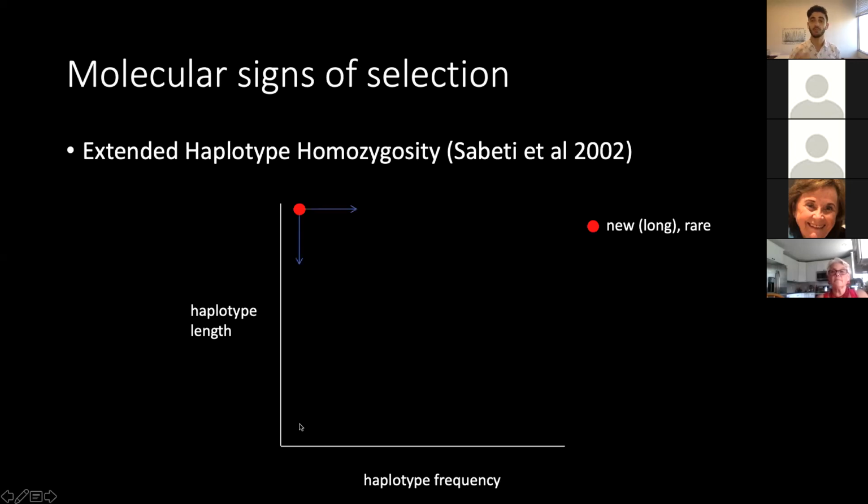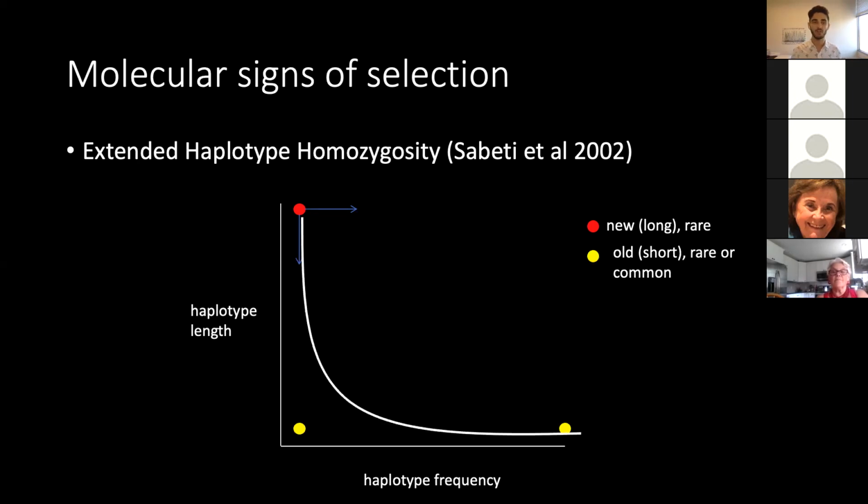Now, over time, recombination is going to shuffle it with other haplotypes in the population, making the length of the known linked region smaller. And it's going to drift around in frequency. It might get really common, it might stay rare. But the end result is this distribution in a population of low frequency long haplotypes, low frequency short haplotypes, and low and high frequency short haplotypes for neutrally evolving alleles.